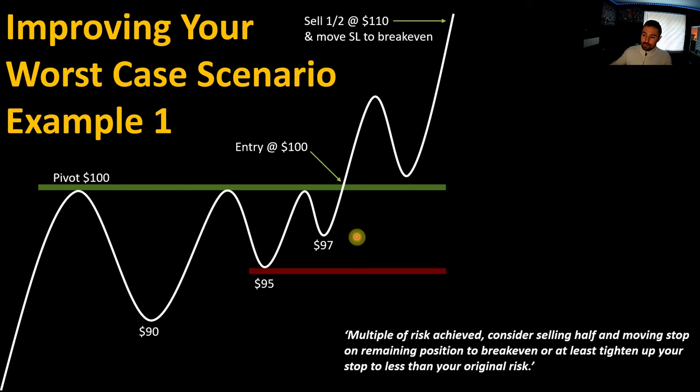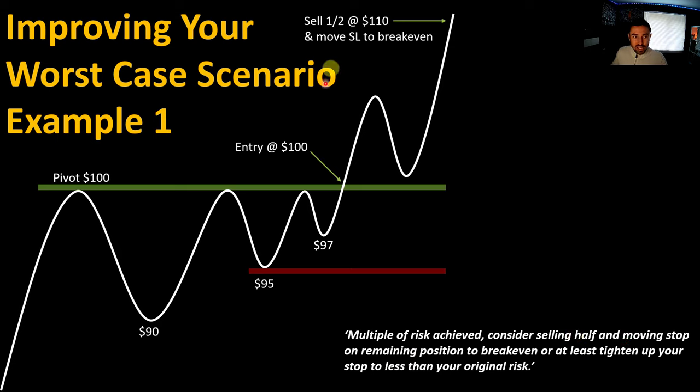Now let's go into improving your worst case scenario. So this here is example number one. So Minervini: multiple of risk achieved, consider selling half and moving a stop on remaining position to break even, or at least tighten your stop up to less than your original risk. So let's say we have got this nice VCP forming and our pivot is going to be $100. We've got one contraction, two contraction, three contraction, and we place our initial stop loss here at 5%, just underneath $95.